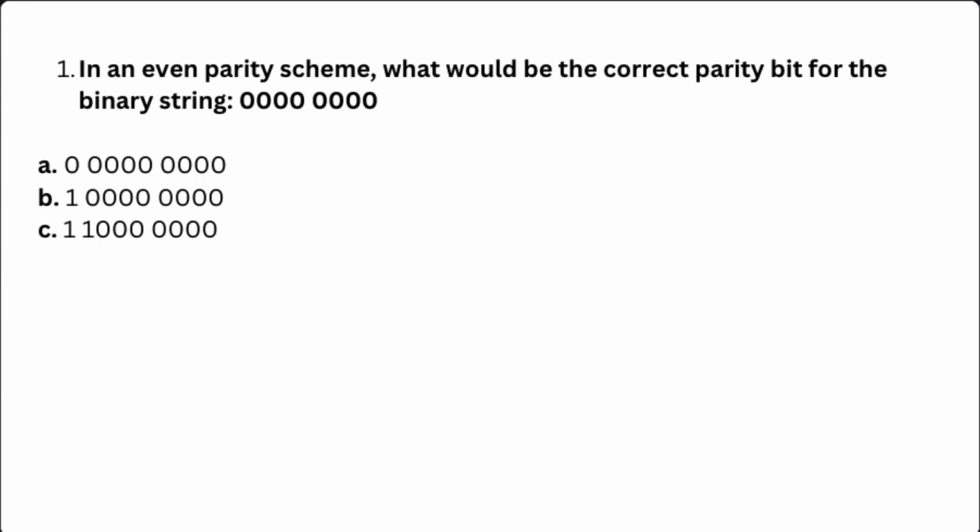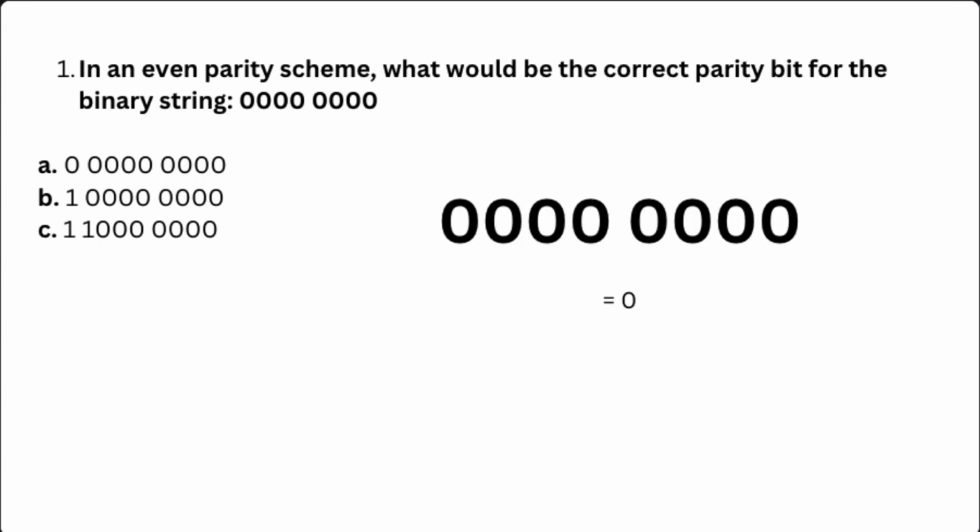To determine the correct parity bit, we count the number of ones in the string. Counting the ones in this example, we find there are 0 ones. Since the number of ones in our binary string is 0, which is already even, according to the even parity rule, we add a parity bit of 0. Therefore, the correct parity bit for the binary string 00000000 in an even parity scheme is 0.